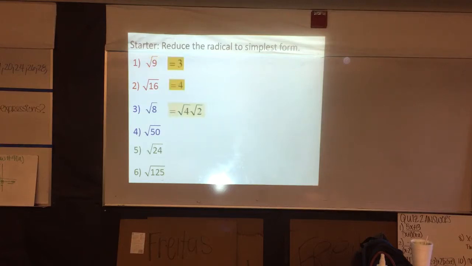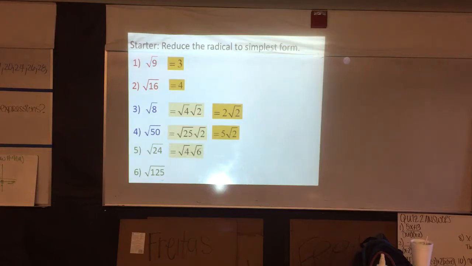And here are the solutions, and I'm showing my work in 3 through 6. I believe these solutions are in your packet. So in 1 and 2, they were perfect squares, so I was just able to evaluate. But in 3, I wrote down square root of 8 is the product of 4 and 2, and I could square root the 4, so that's how I got the 2 on the outside. 50 is 25 times 2, which gives me 5 root 2.